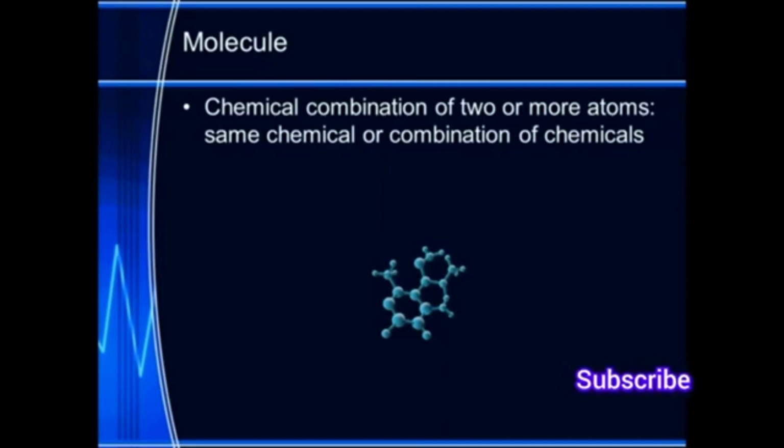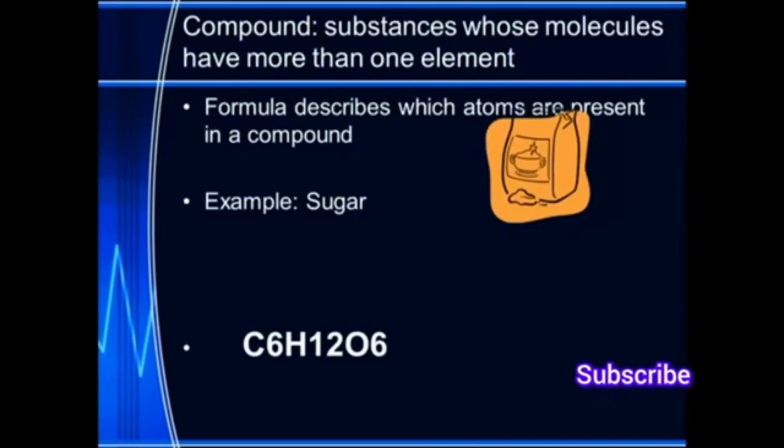A molecule is a chemical combination of two or more atoms, the same chemical or a combination of chemicals. So you could have a molecule of oxygen, and you could have a molecule of water, which would be a chemical combination of more than one particular type of element. A compound is a substance whose molecules have more than one element. And we use formulas to describe the different elements within certain compounds.